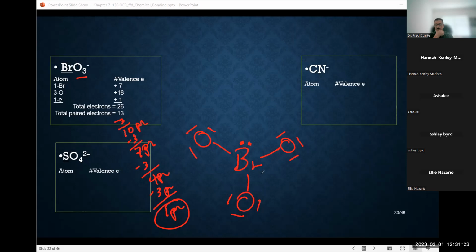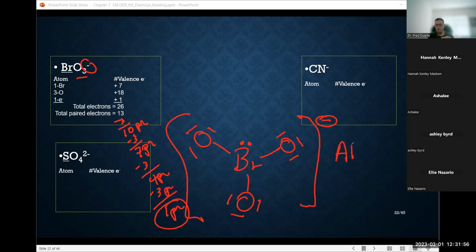Now I have 8 electrons around the bromine. 6 of them are being shared with the oxygens, and then one of them is sitting there all by itself, a lone pair, not bonding. Okay, so now I can place the bracket, and its charge was a -1, so I can just put it up there. And there is the structure for the bromate.